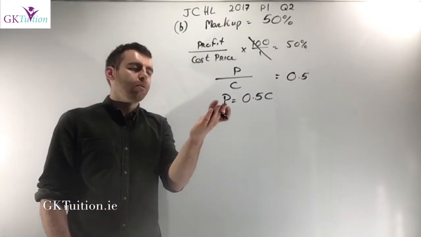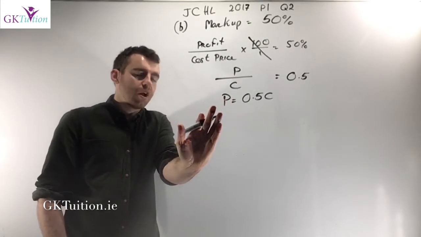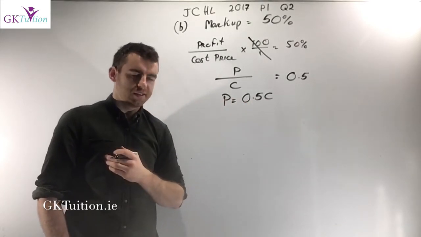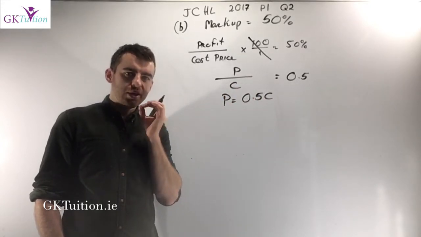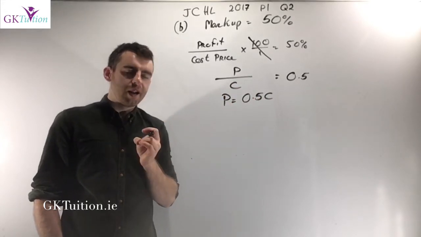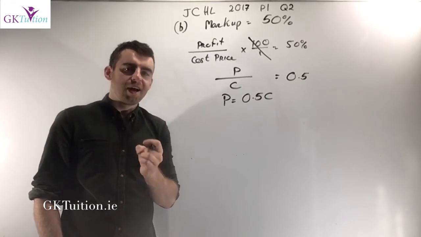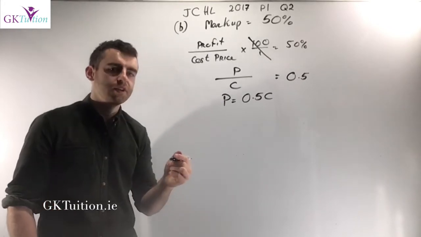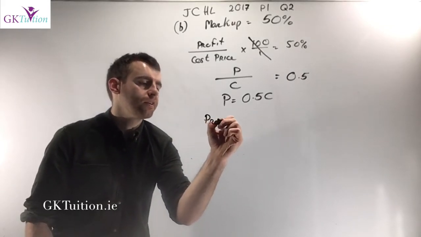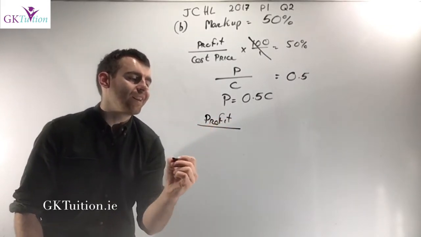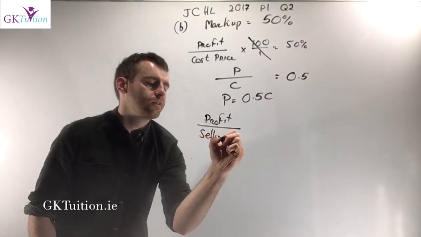In this case though, what I'm going to do is keep using, we'll call the profit P and we'll call the cost price C. Now I know the relationship between the profit and the cost price. Now we need to consider the margin. I've been asked to work out the margin. And in part 2 of this question, to get the margin as a percentage, the margin was the profit divided by the selling price. So now I need to consider this.